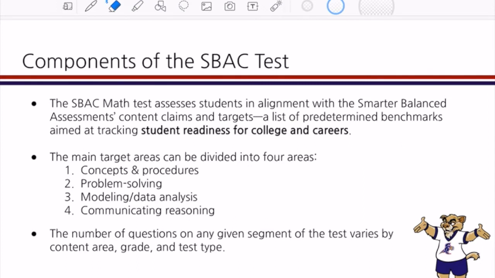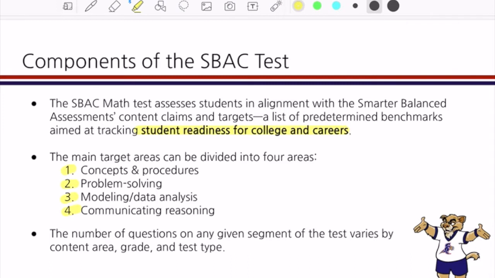All right, so next we're going to talk about some components of the SBAC test. The Smarter Balanced tests are designed to assess how ready you are for college and career. The Smarter Balanced assessments for math can be divided into four main areas, and those are outlined here. So there's concepts and procedures, problem solving, modeling and data analysis, and communicating reasoning. And so what we're going to be doing over the next couple of weeks together in class is going through problems that help you practice answering questions in these four areas.